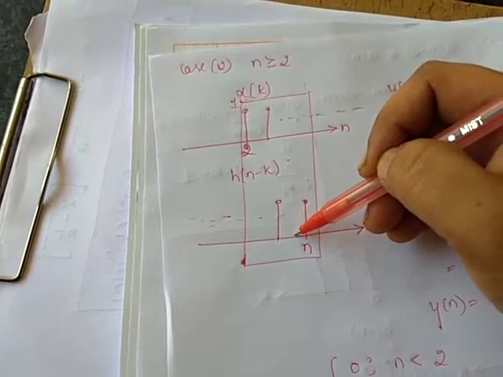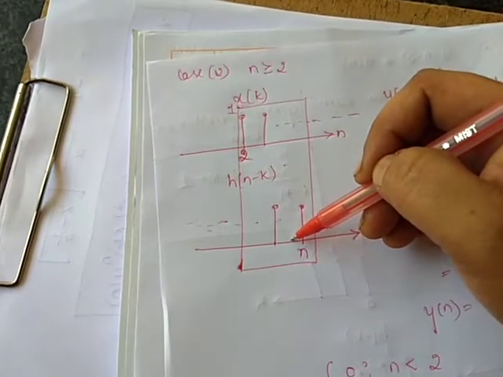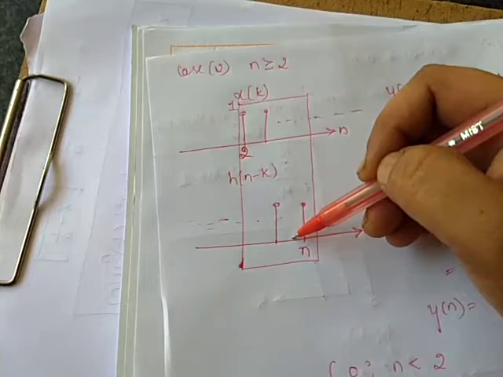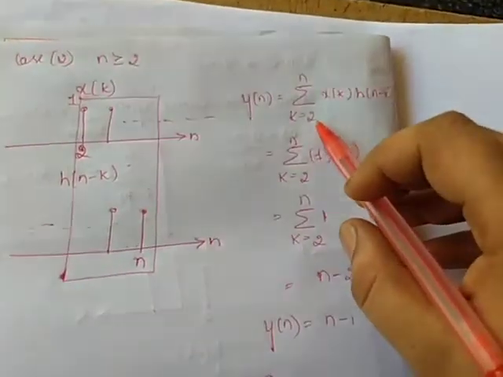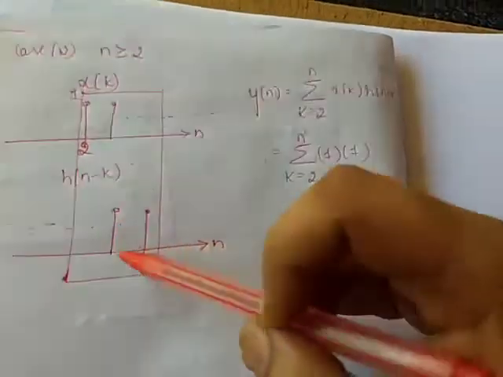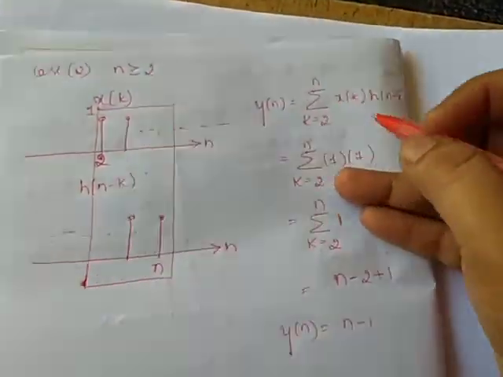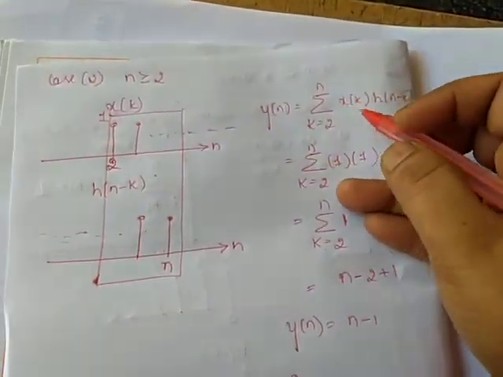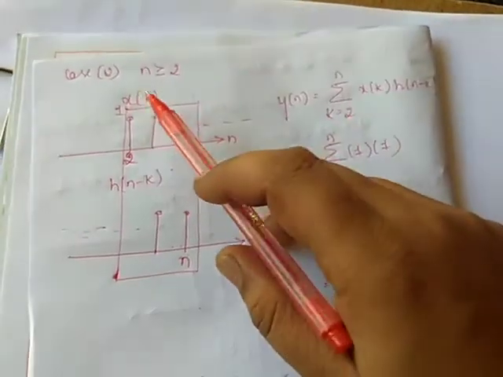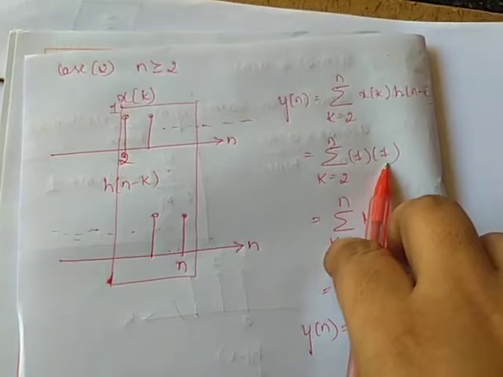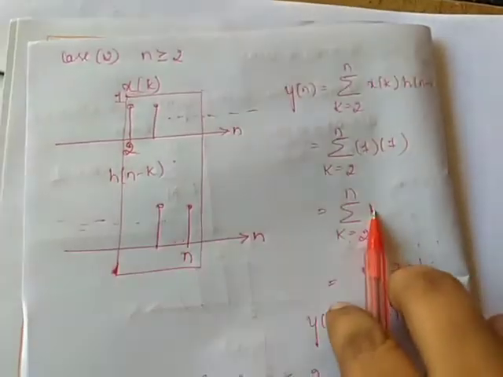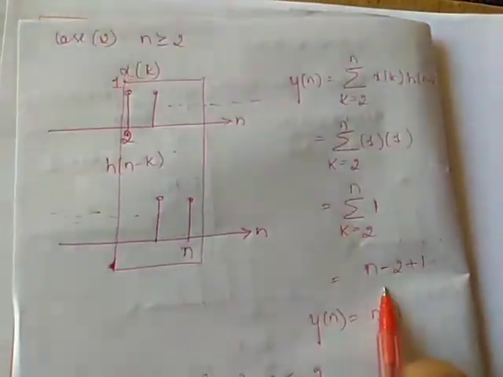Don't get confused: for discrete signals, convolution sum; for continuous time signals, convolution integral. So we know the formula, y of n is equal to summation. Now the overlapping is from 2 to n, so k is equal to 2 to n, x of k into h of n minus k. What is the amplitude of x? 1. What is the amplitude of h of n minus k? Again 1. 1 into 1, 1. Summation k is equal to 2 to n.